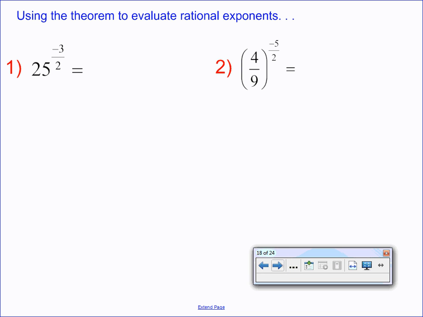So 25 to the negative 3/2. Everybody, let's do this together. 25 to the negative 3/2. The first thing we'll do is rewrite this as a reciprocal. That is, hop the line and change the sign. So 25 to the negative 3/2 is the same as 1 over 25 to the positive 3/2. Everybody write it. So we flip the base and rewrite with the positive exponent.